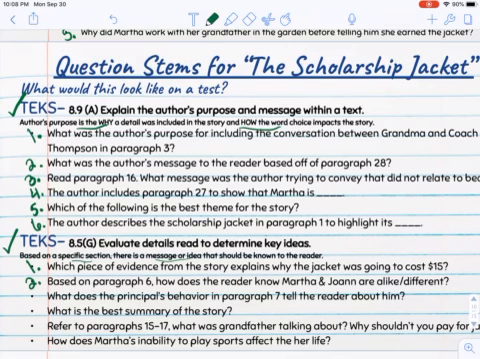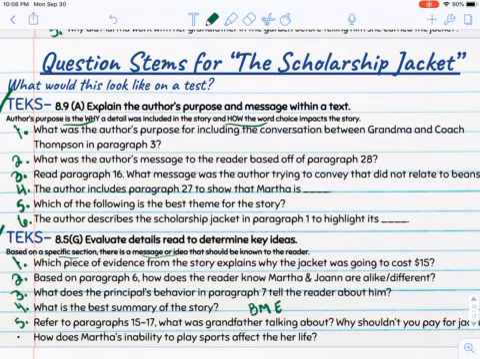2. Based on paragraph 6, how does the reader know Martha and Joanne are alike and how they are different? 3. What does the principal's behavior in paragraph 7 tell the reader about him? 4. What is the best summary of the story? Remember, make sure it includes beginning, middle, and end.